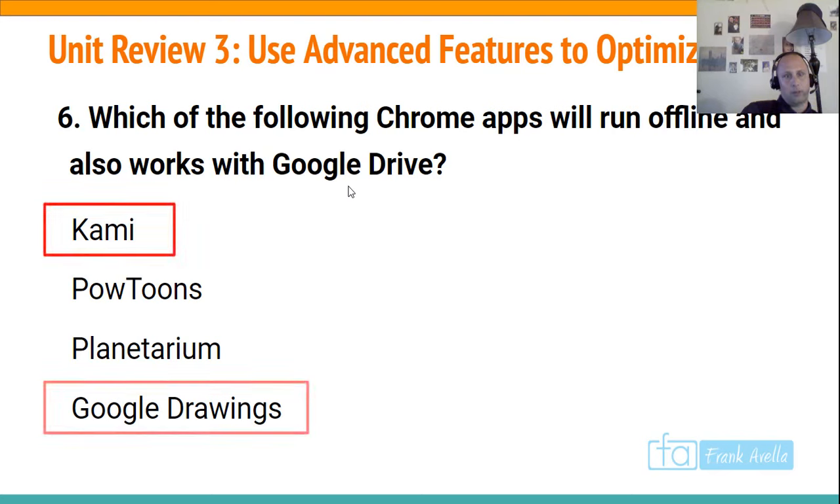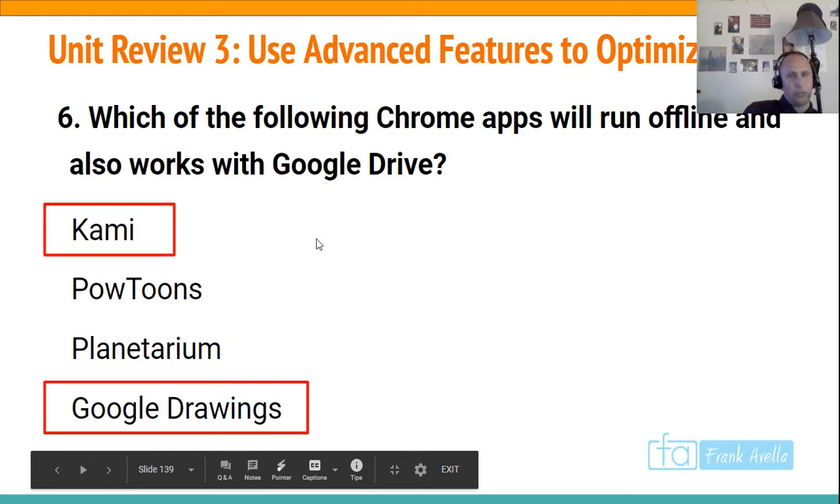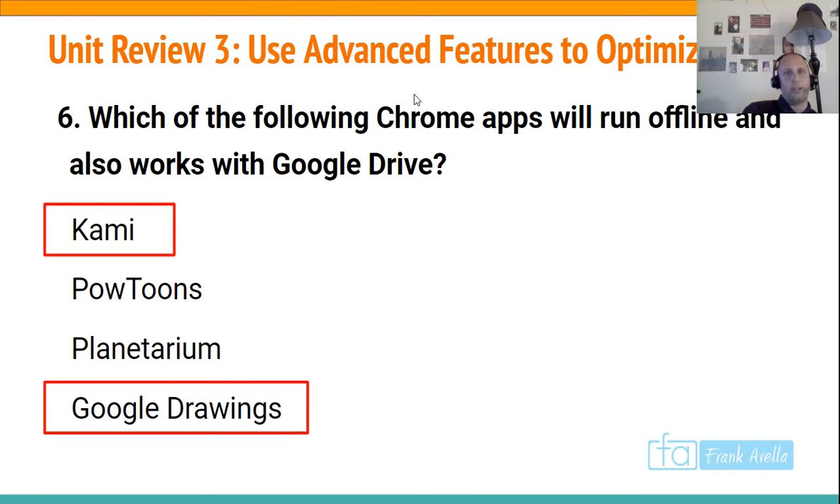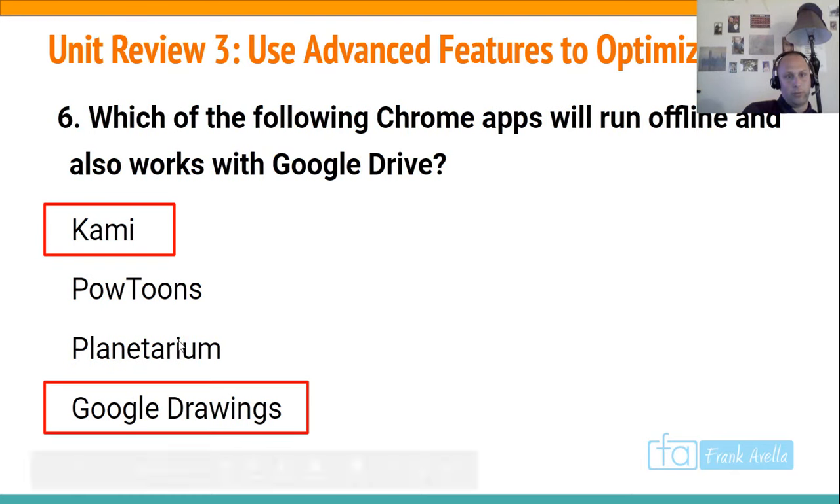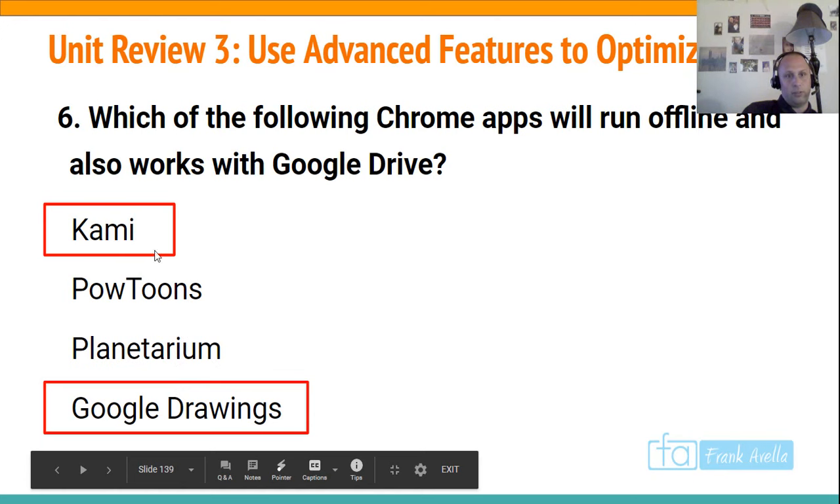Kami and Google Drawings. And how you would find these answers is you would go to the Chrome Web Store, and then filter for runs offline, filter for works with Drive, okay? And then you'll see them pop up. Or just check these out and see if they do, look them up.